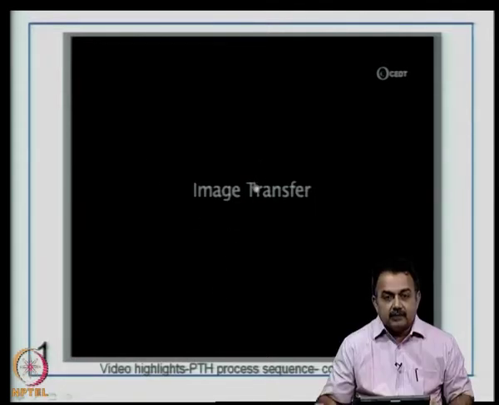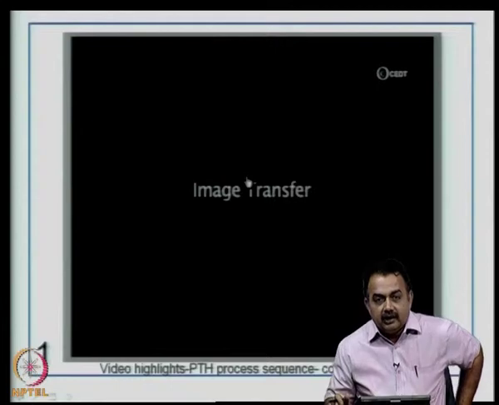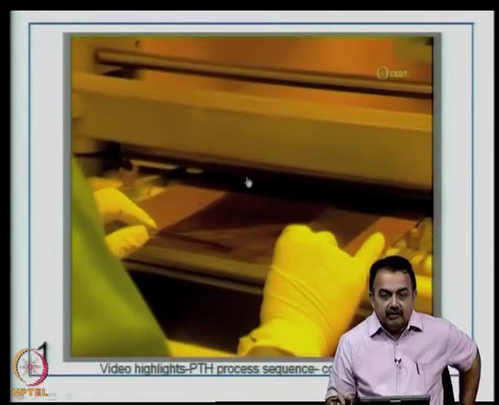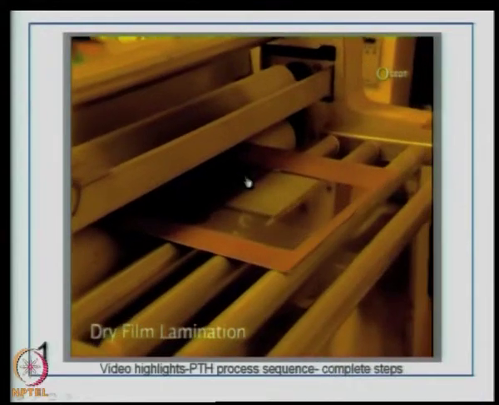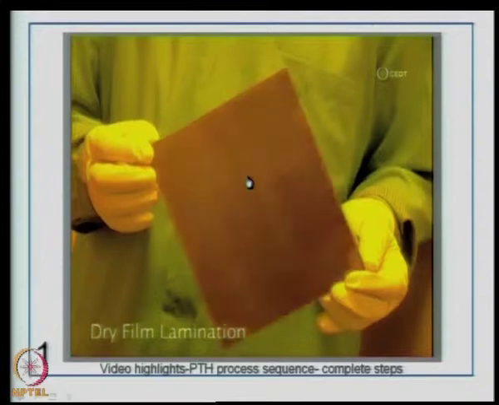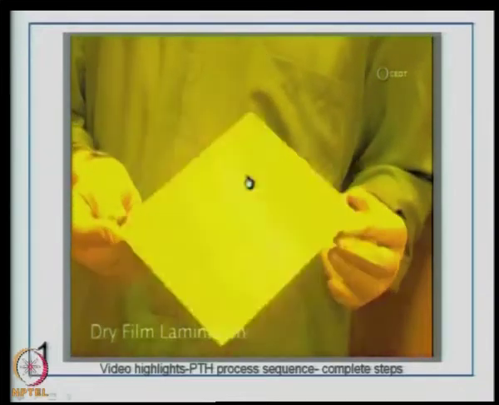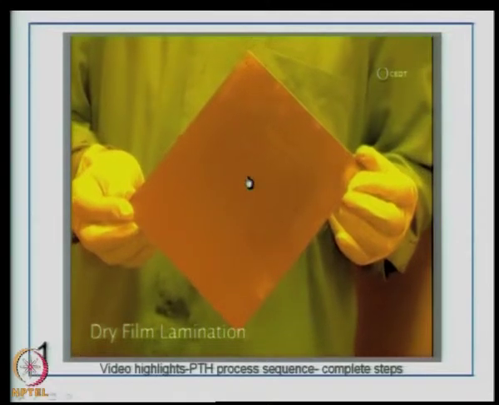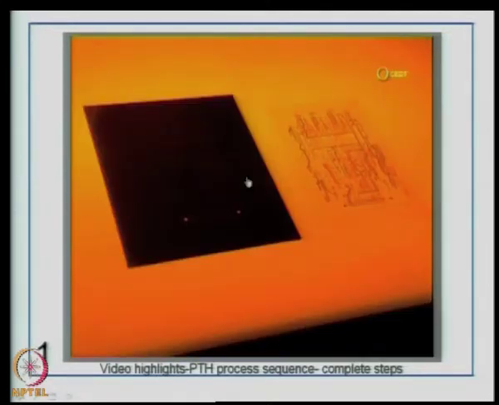The first thing is, in the plated through hole sequence process, what we are doing is the image transfer. This will give you a very good idea about the entire process steps that I described in detail. As you can see, we are doing dry film lamination here. The board is ready, drilled, dry film laminated. Both sides have been dry film laminated here. There is no dust, well controlled conditions.